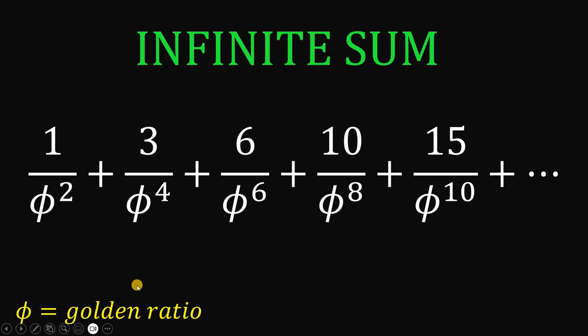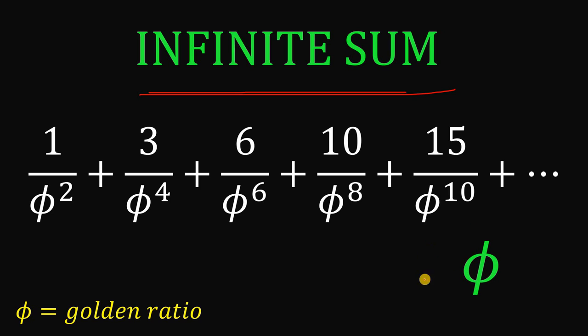Now, you can pause this video if you want to give this problem a try. And now, let's answer this question together. But before that, I will show you the answer to this question. The value of this infinite sum must be equal to just phi, the golden ratio itself. Now, what is the solution to get this answer?